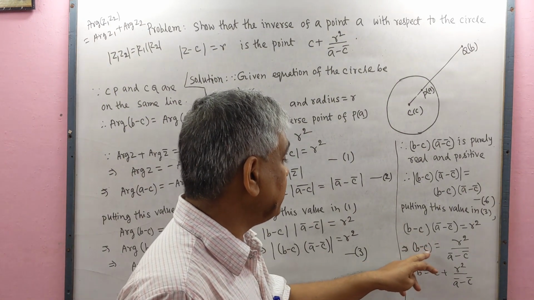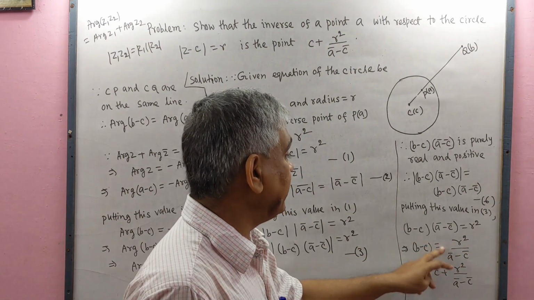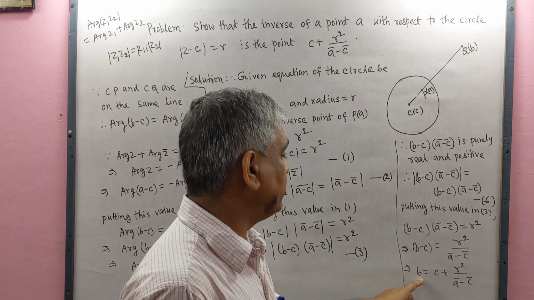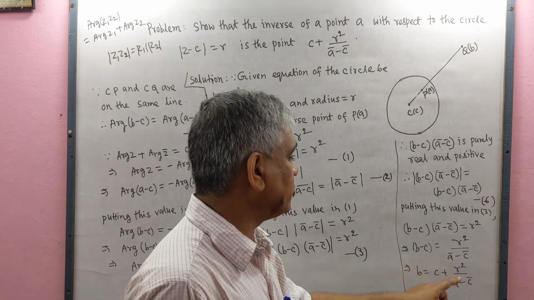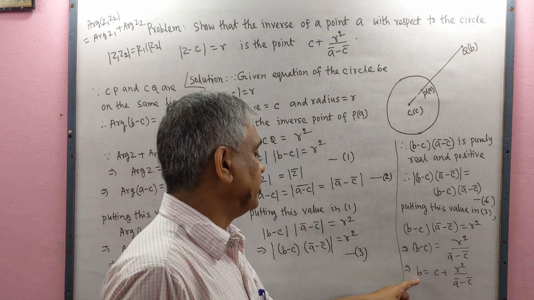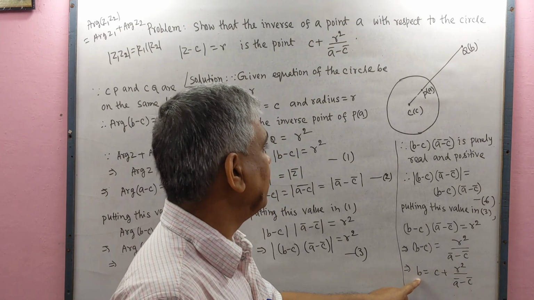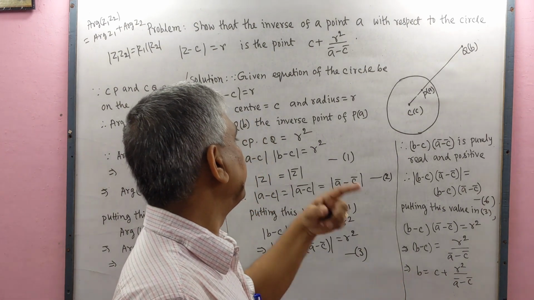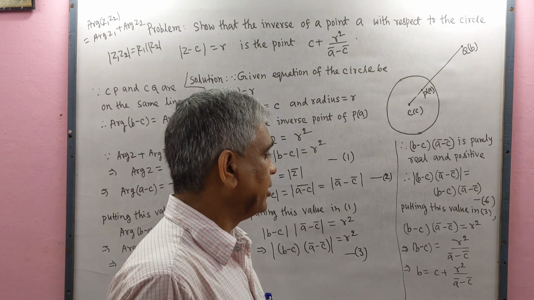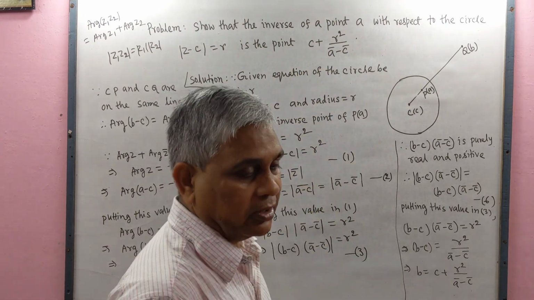So, B minus C equal to R square by A bar minus C bar implies that B equal to C plus R square by A bar minus C bar. So, this is the inverse point B, inverse point of point A. We get the required result.